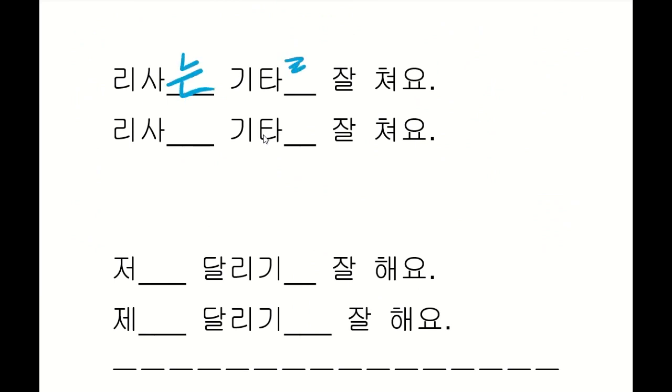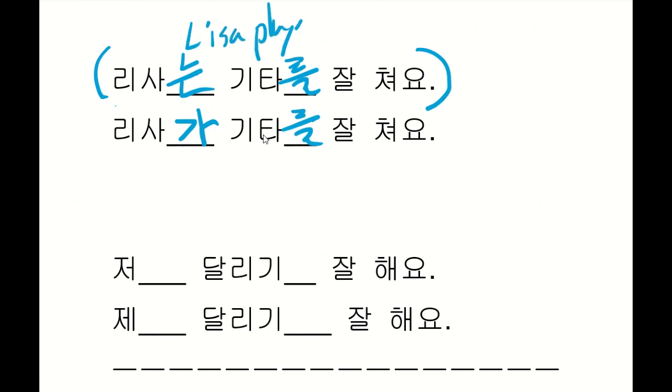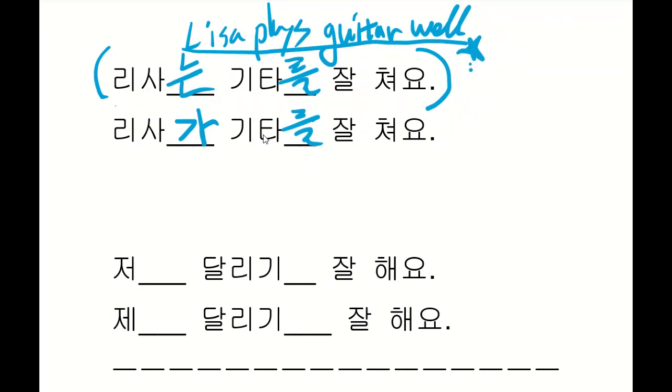리사는 기타를 잘 쳐요. 리사가 기타를 잘 쳐요. Same, right? 리사는 기타를 잘 쳐요. Lisa plays guitar very well. Okay, it's about her, about her guitar. She's good at it. General information. Introduction about Lisa. 리사는 기타를 잘 쳐요.